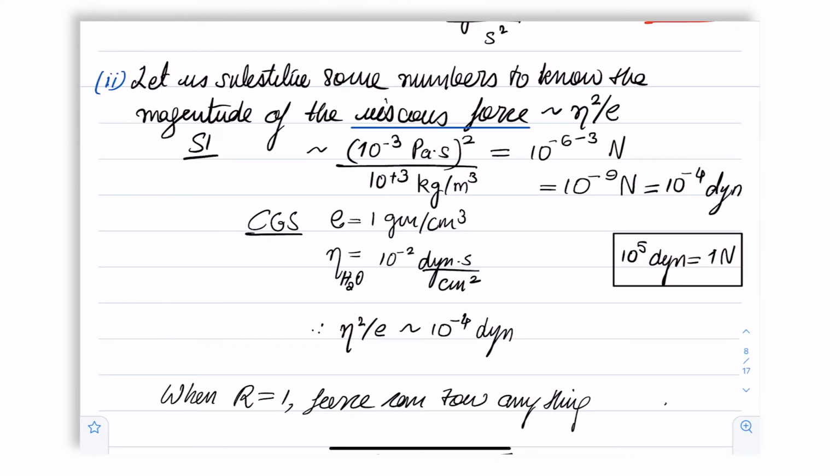In order to know the magnitude of this viscous force, we can substitute numbers. For water, we know the values of both eta and rho. So substituting them, we end up with 10 to the power minus 9 Newton, or 1 nanonewton, which is also 10 to the power minus 4 dyne. So when R is equal to 1, a force can tow almost anything, because the opposing force is quite small. It's, as we said, nanonewtons, right?